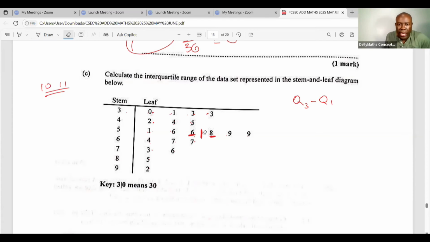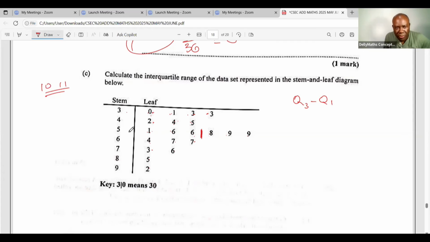So there are a number of things I can do. 57 is in my middle, because this is 50, my bad. 57, this is where my middle is. So I could go half of this: 1, 2, 3, 4, 5, 6, 7, 8, 9, 10. If I have 10, that means 5 and 6 will be in the middle. So this would be my Q1 now.